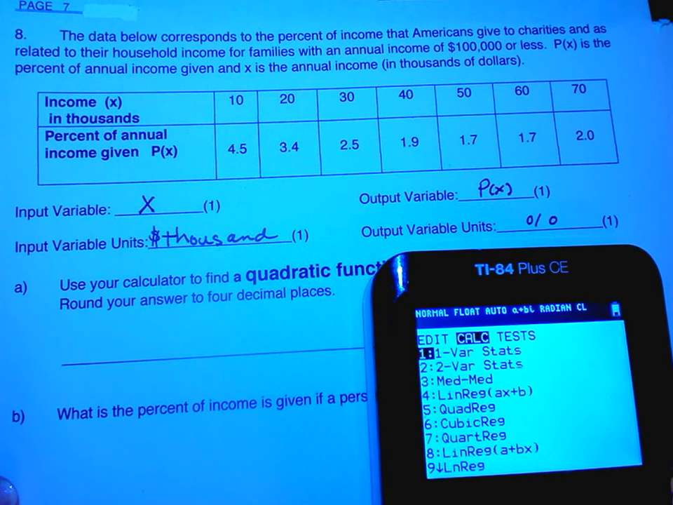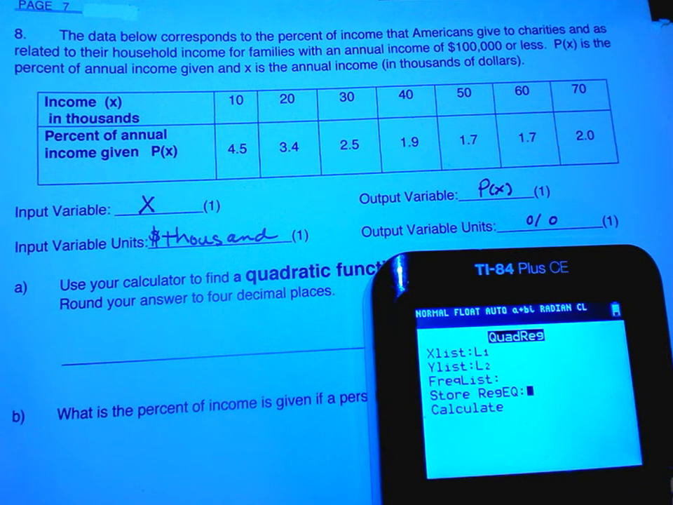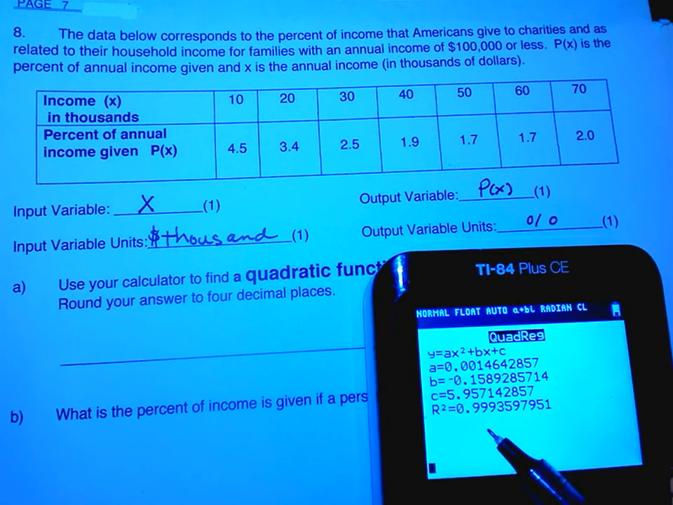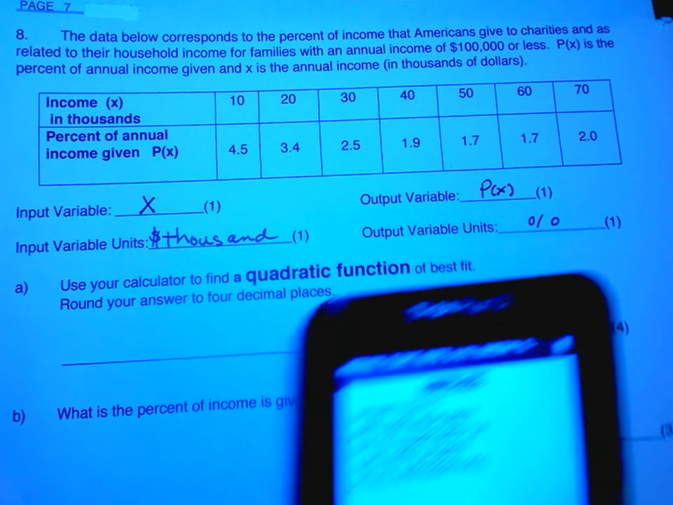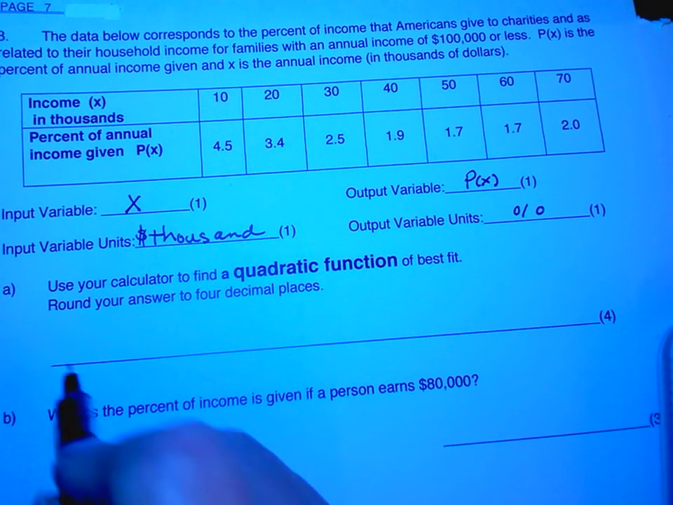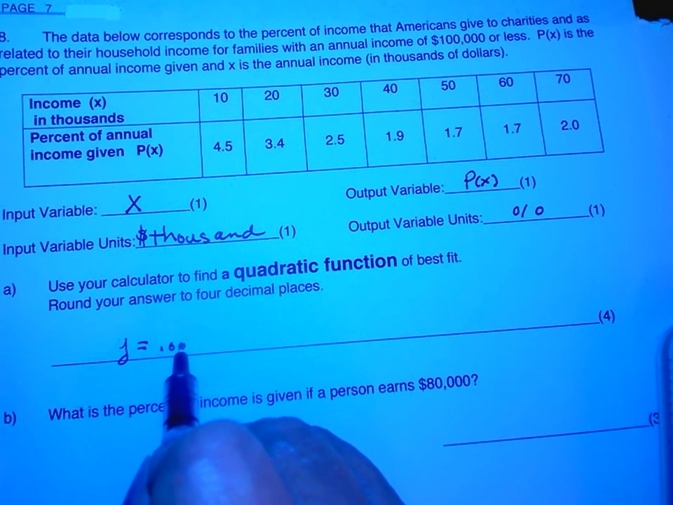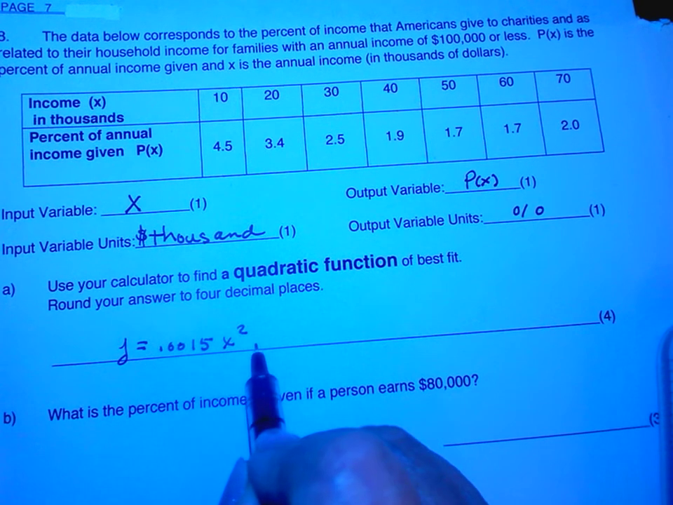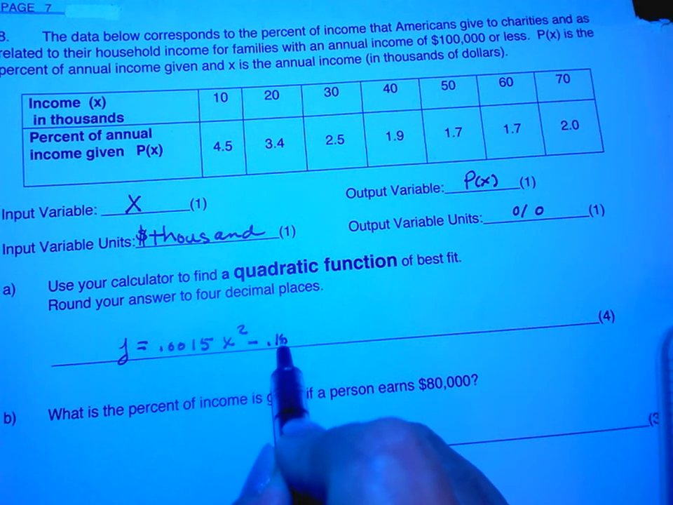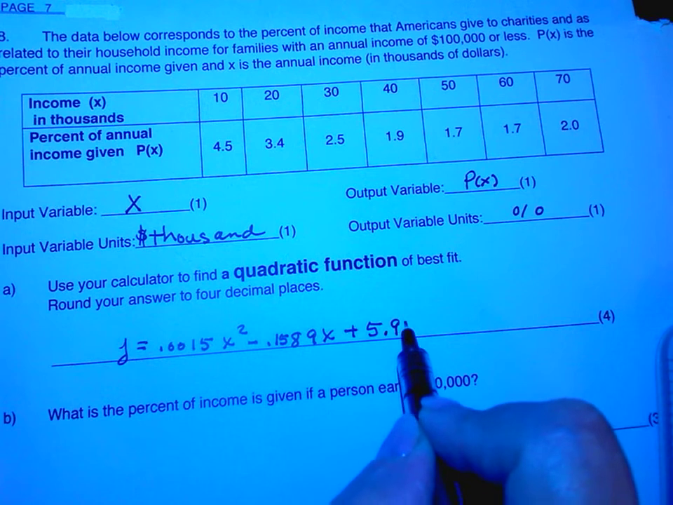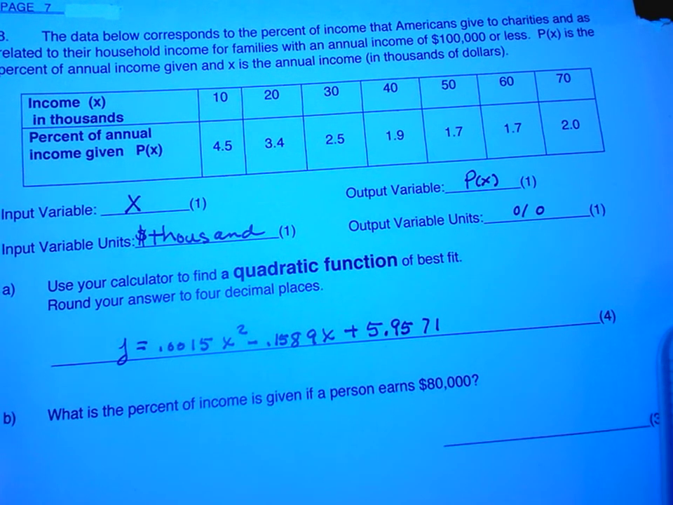So now I'm going to do a stat, calculate, and now I'm going to do a quadratic regression. Notice I don't have an R anymore, I have an R squared. But that R squared has three nines, which means R is going to be better yet. So this says this is a really good fit. To 4 decimal places, essentially Y equals 0.0015x squared minus 0.1589x plus 5.9571. And it's a good fit, you've got a good R.